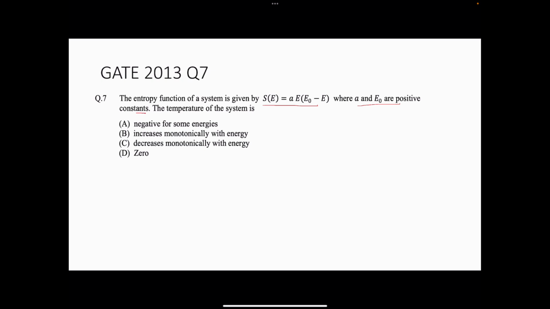Now, how will we understand what E is? We can check the options. Reading some options: negative for some energies, increases monotonically with energy, decreases monotonically with energy, and 0. So you can understand from these options that this E is nothing but energy. Therefore, entropy is a function of energy, given by this particular function. We have to comment on the temperature of the system and see which of the options are correct. So let's see the step-by-step solution.